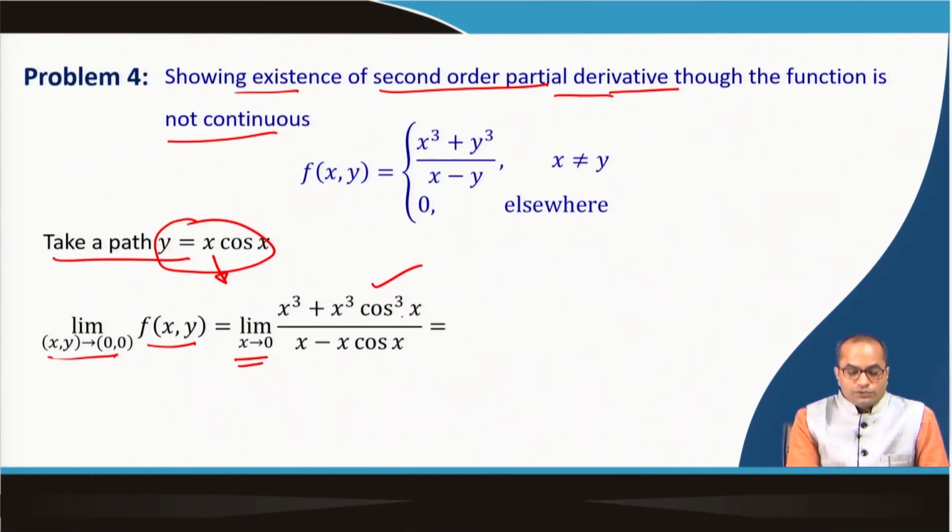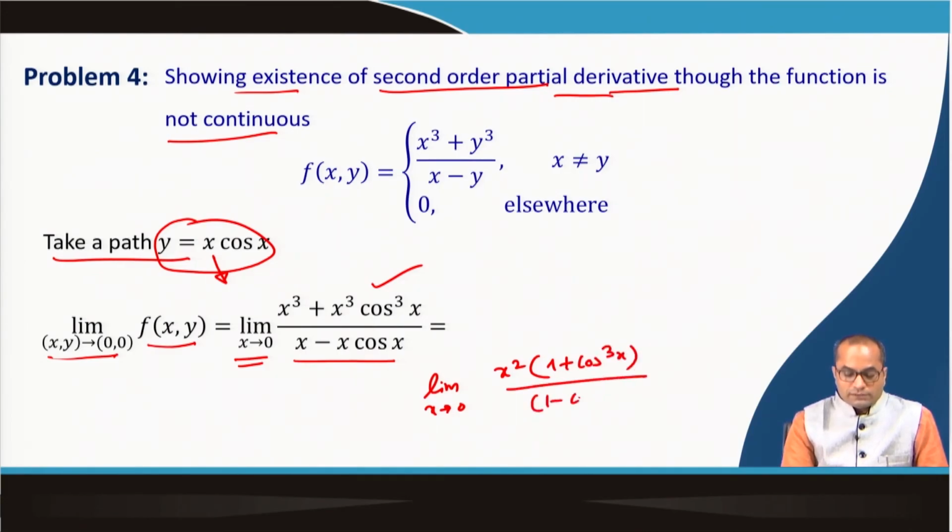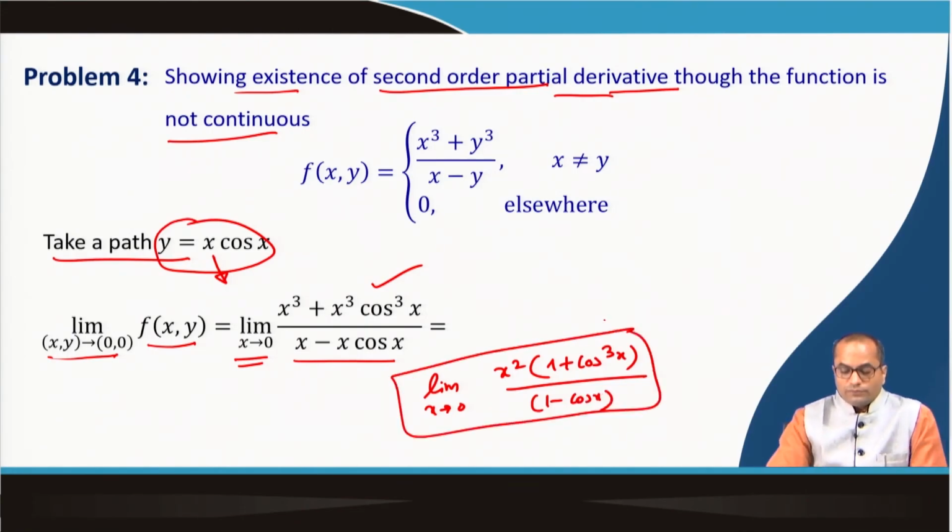So, we have here x cube cos cube x over x minus cos x, and we are interested in this limit. So, one x will get cancelled. We have x going to 0, and there x is squared, we have 1 plus cos cube x over this 1 minus cos x. So, this limit we want to evaluate, and we know how to evaluate it, because as x goes to 0 we are getting this 0 by 0 form.